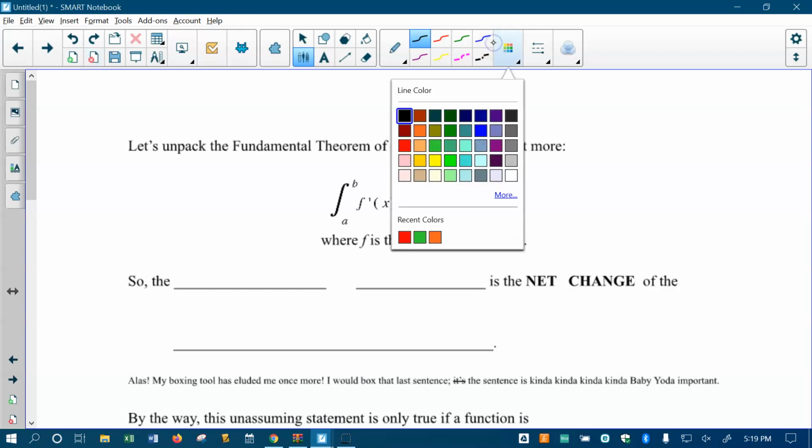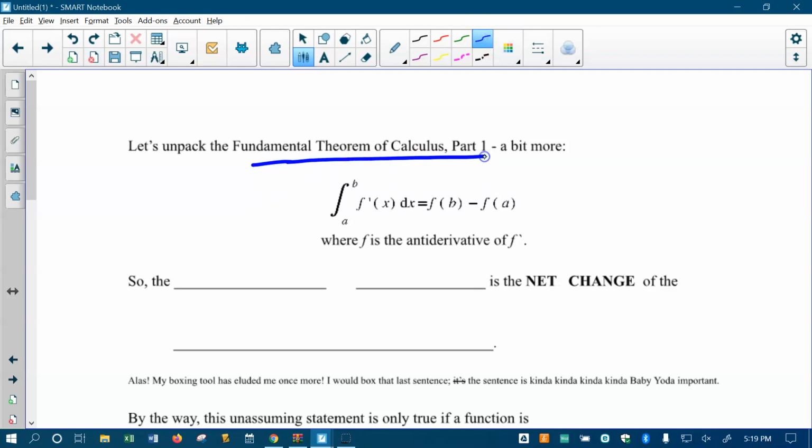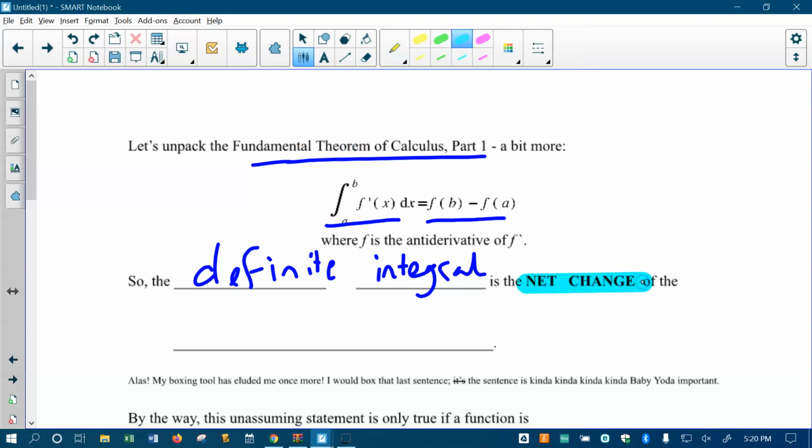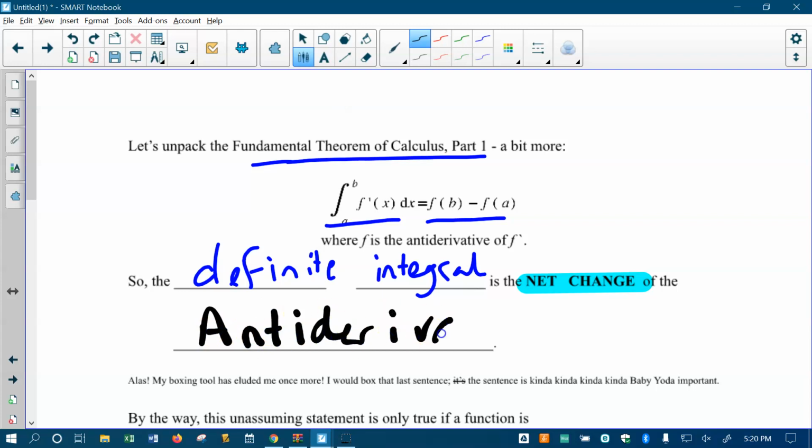So, here's what you're filling in here. This is the fundamental theorem of calculus, part 1. There's part 2, which you'll see next week. The integral from a to b of f prime is equal to f of b minus f of a. What that means is the definite integral is the net change of the antiderivative.